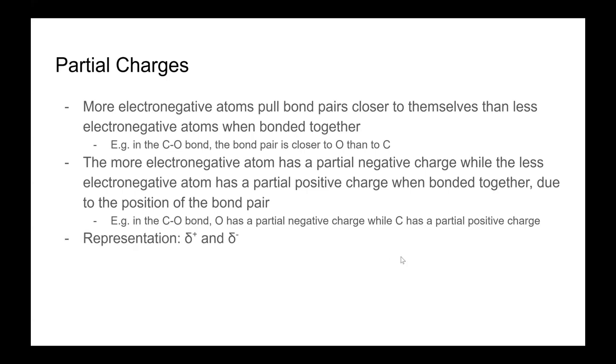The representation of the partial positive and negative charges are the delta plus and delta minus here. You can just label the atoms with these two representations, and that will inform you and also the reader of how the bond polarity is, and the direction the bond might break towards. And that's something we are going to be quite concerned with in the next video.